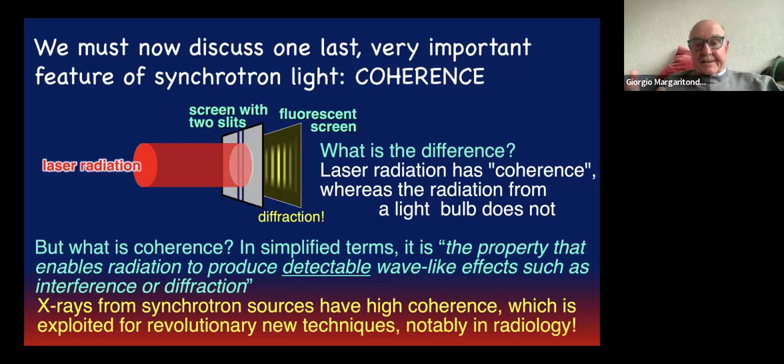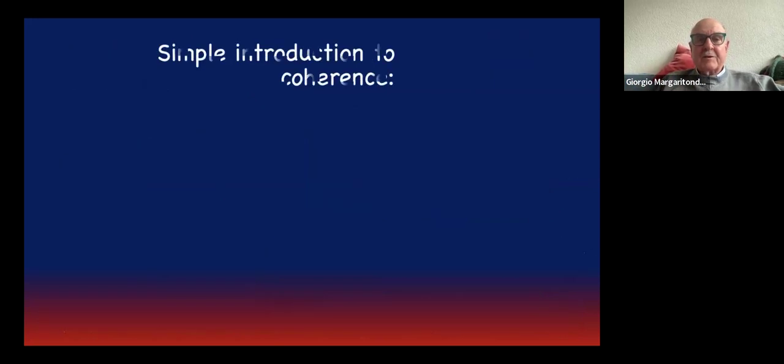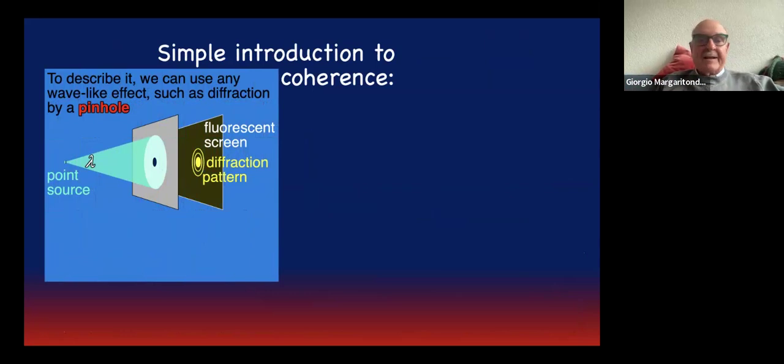And so synchrotron radiation sources have a very high level of coherence, which is being used more and more for applications, notably in radiology. We have seen in the first two talks some of these fantastic pictures, okay? They're looking at very small details, and that's becoming extremely important, and it is strictly related to coherence. So in order to understand what coherence is, we can use any kind of wave-like effect. Like, for example, let's take a pinhole and let's produce a diffraction pattern.